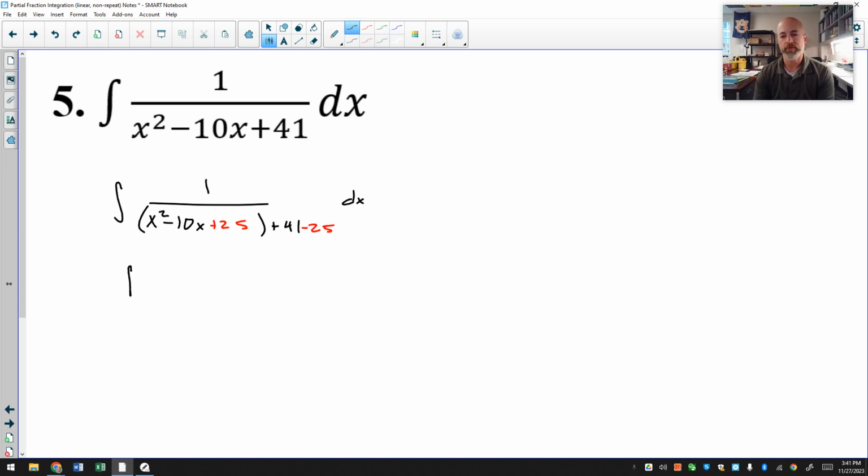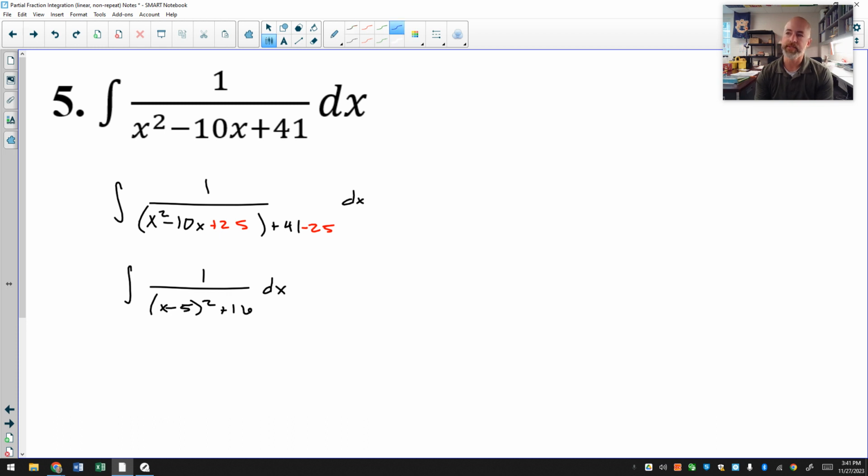And the whole point of completing the square is that it allows me to factor that as a perfect square. So that's x minus 5 quantity squared. 41 minus 25 is 16. There's a 1 on top. And now this resembles your inverse tangent derivative.